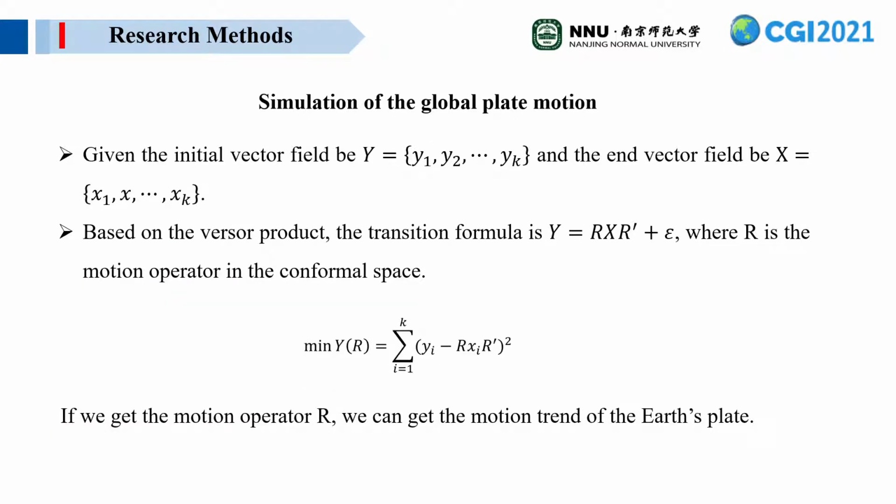Under the unified framework, using the singular value decomposition method, the plate motion is analyzed and simulated. Given the initial vector field y and the end vector field x, based on the versor product, the transformation formula is constructed, where R is the motion operator in CGA. Through the following formula, we can calculate the motion operator. If we get the motion operator, we can get the motion trend of the Earth's plate.